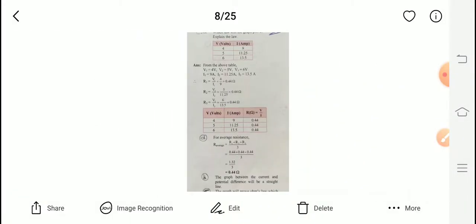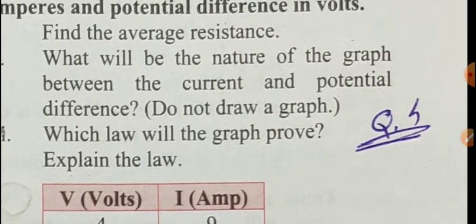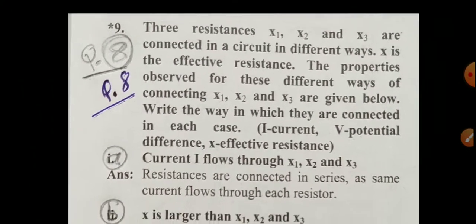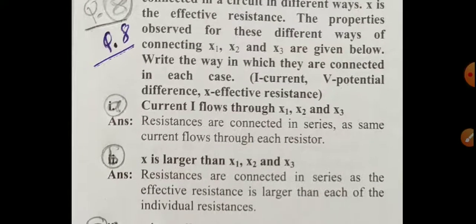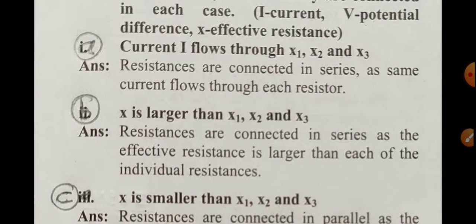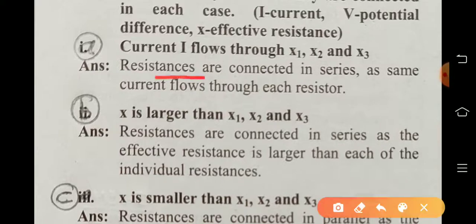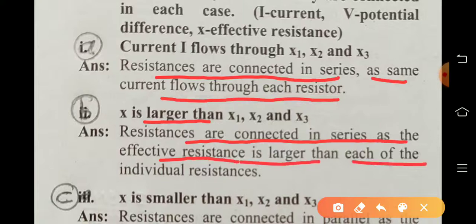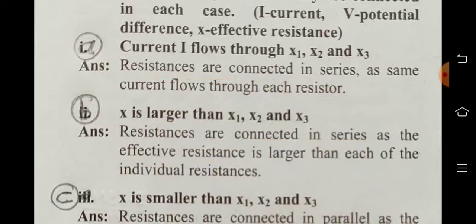Next question is given here. Now three resistors are given. Now all of you see what the question is. I will directly explain the answer. First sub question, current I flows through x1, x2, x3. So the answer is, resistances are connected in series as the same current flows through each resistor. X is larger than x1, x2, x3. So resistors are connected in series as the effective resistance is larger than each of the individual resistances.